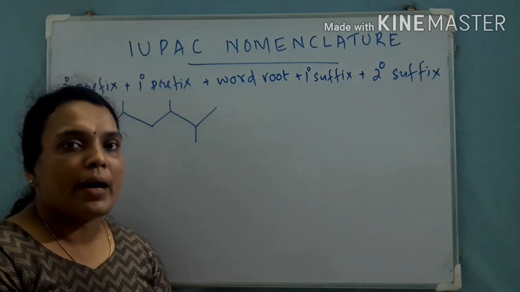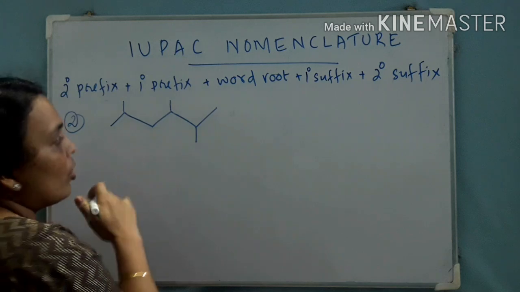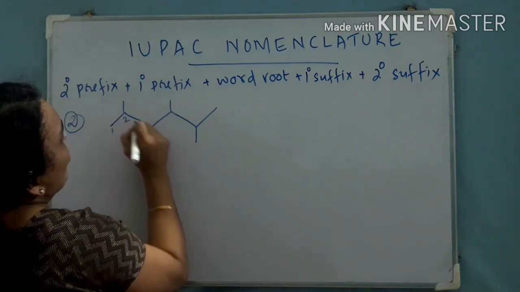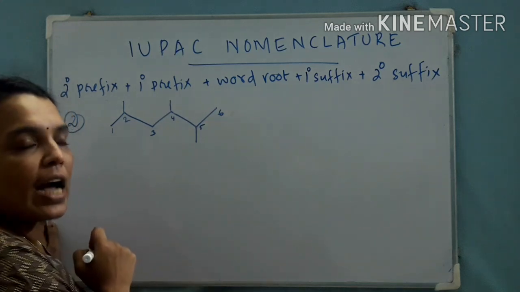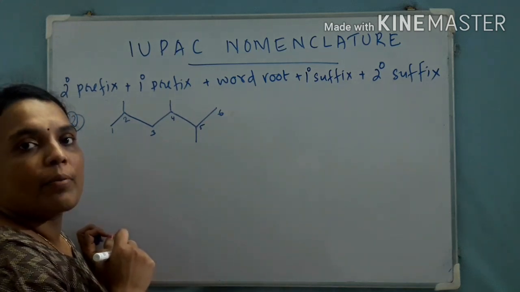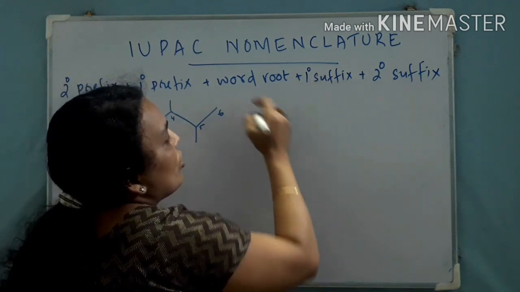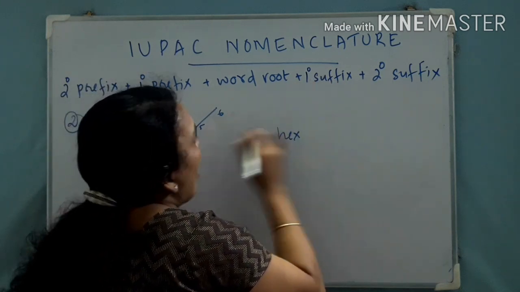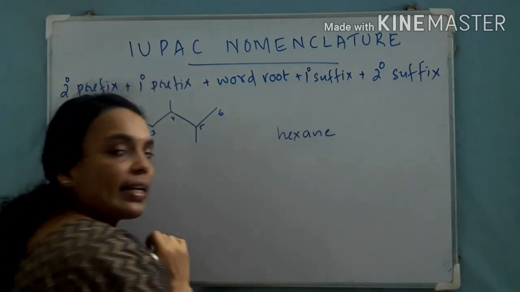Let us come to another example. Look here. First of all we have to find the parent chain, the longest chain. So 1, 2, 3, 4, 5, 6. 6 carbon system. 6 carbon system means the word root is hex. And there is no double bond, so primary suffix is A-N-E, hexane.